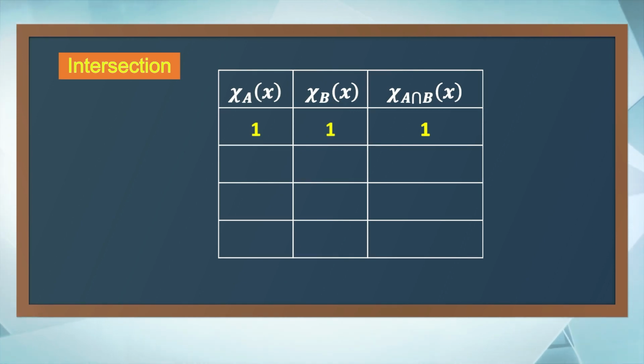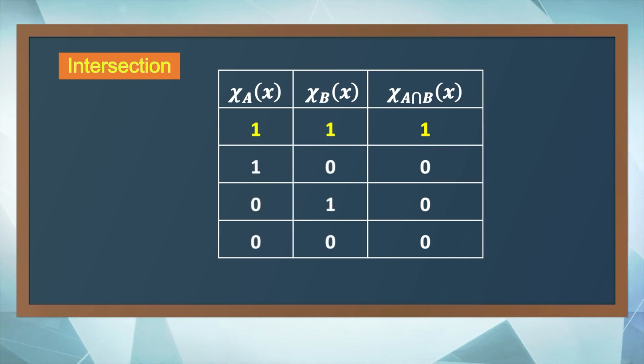Suppose x is not in the intersection of A and B. The characteristic function of the intersection of x is 0. By the definition of intersection, x is not in both A and B. That is, either chi sub A of x is 0 or chi sub B of x is 0 or both. The characteristic function of the intersection of x is 1 if and only if each of the two is 1. The characteristic function of the intersection of x is 0 as long as one of the two is 0.